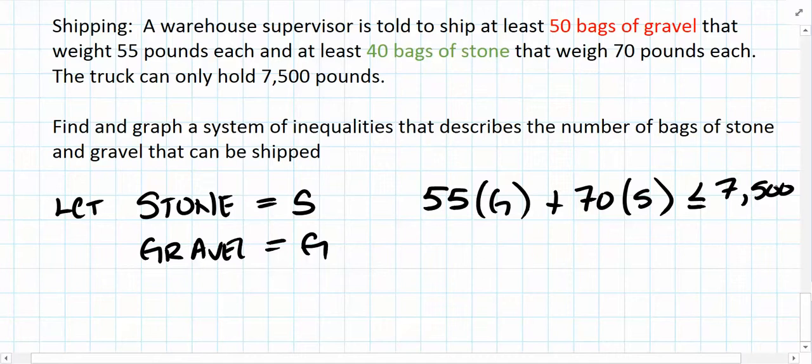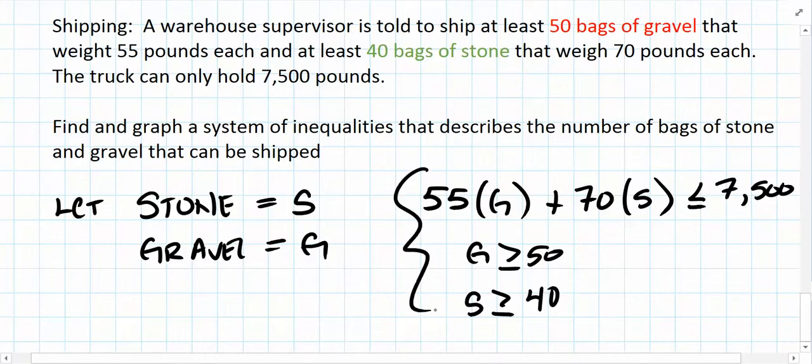I need at least how many bags for gravel? So G has to be greater than or equal to what? 50. Very good. S has to be greater than or equal to what? 40. Very good. So we have some constraints here. This right here represents our system. So what I'd like you to do is graph this system on your calculators and then transfer the sketch to your graph paper and come up with the solution region for it.